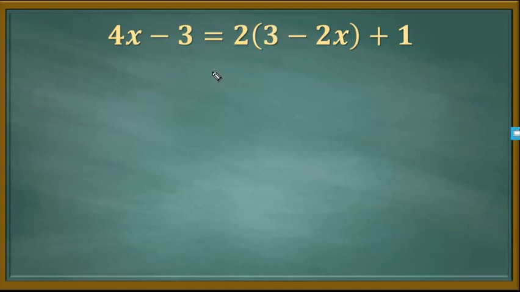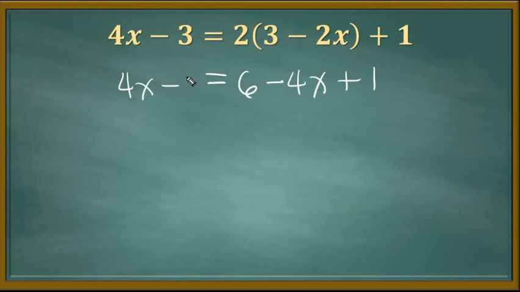So I'll have on the right side 2 times 3, that's 6. And then 2 times negative 2x, that's a minus 4x. And then you have your plus 1 at the end. The left side is 4x minus 3. At this stage, we can combine our like terms.